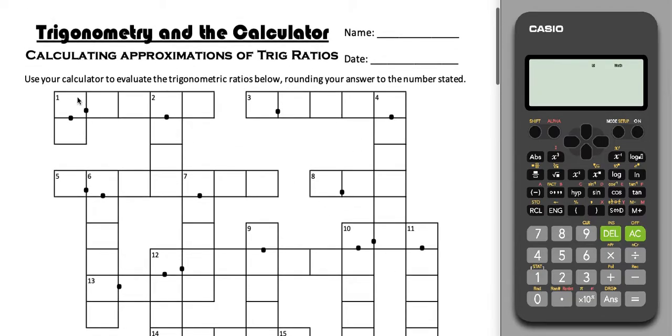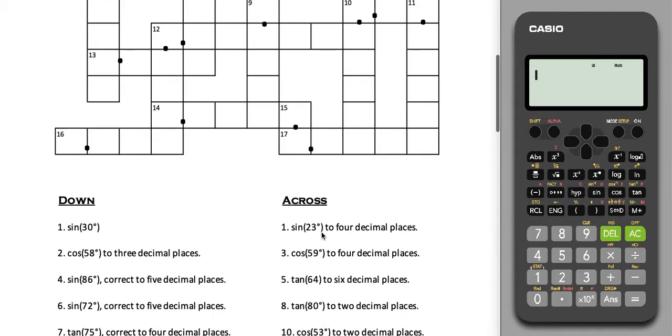So I'm going to look at one across to demonstrate this skill, and then maybe 3 across as well. So 1 across is sine, or sin on the calculator, 23 to 4 decimal places. I can look over at the calculator here, and in this middle section it's got sin, cos, and tan, standing for sine, cosine, and tangent. To calculate the sine function, I press the sin button, I type 23, press the degrees button, and close the brackets before pressing equals.